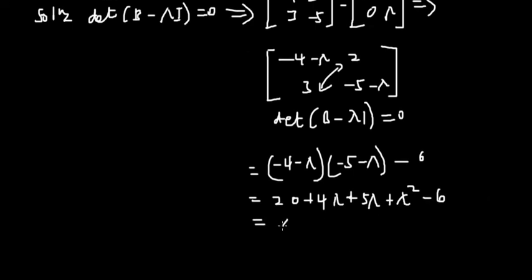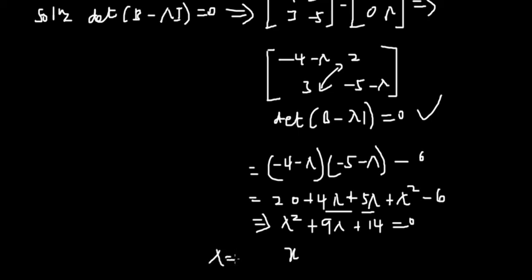Let's simplify this further. We have eigenvalue squared, and then 4 eigenvalue plus 5 eigenvalue gives us +9 eigenvalue, and then we have 20 minus 6, which will give us 14, and then you equate that to 0, per the formula. So you know that the eigenvalue is equal to x, therefore we have x squared plus 9x plus 14 equal to 0.